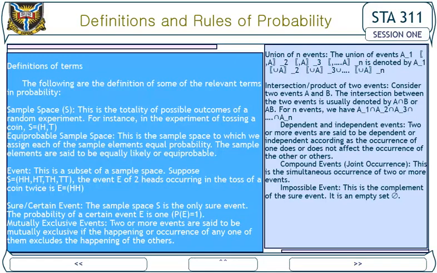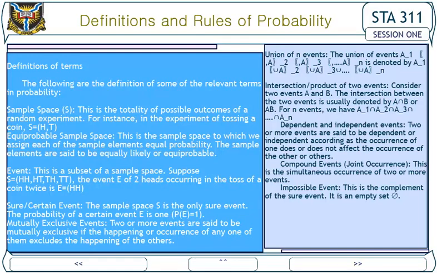5. Mutually exclusive events. 2 or more events are said to be mutually exclusive if the happening or occurrence of any one of them excludes the happening of the others. 6. Union of n events. The union of events A1, A2, A3 to An is denoted by A1 union A2 union A3 union ... union An.